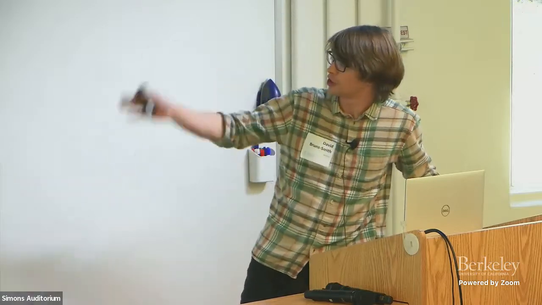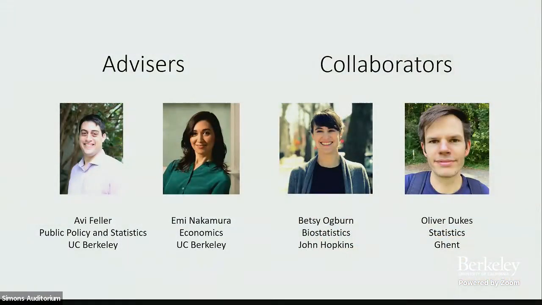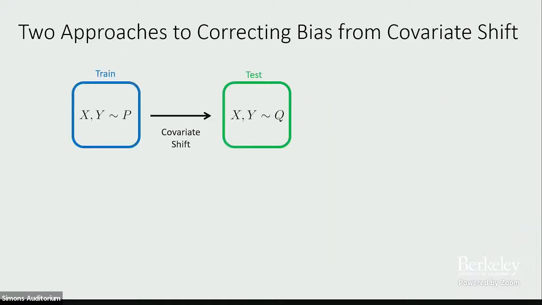I guess I should say I'm David Bruns-Smith. I'm a computer science PhD student here. And these are my lovely advisors and collaborators. We have Avi, who's here, Emmy in the economics department, and then two really wonderful collaborators, Betsy at Johns Hopkins and Oliver at Ghent, who have contributed a lot.